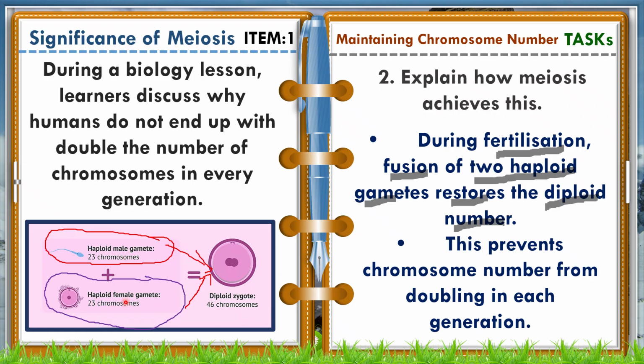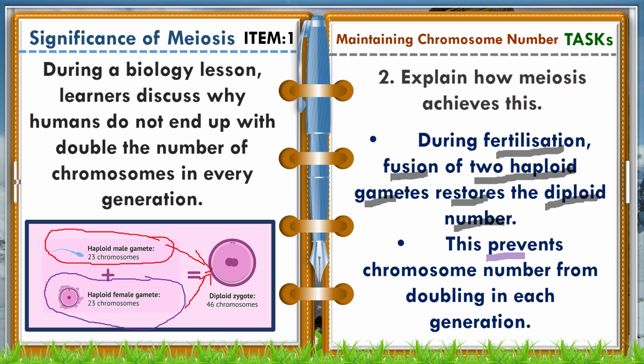This is a gamete, this is a gamete. When they combine together in the process called fertilization, we form a zygote, and the zygote now has 23 chromosomes plus 23 chromosomes of the two gametes to make the 46 chromosomes. So we are saying here that during fertilization, fusion of the two haploid gametes, haploid means a half, which is 23, restores the diploid number. Diploid is 23 plus 23. When you add them, you are going to get a diploid number, which is 46.